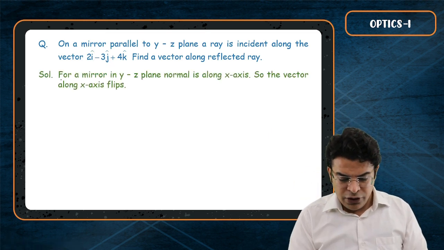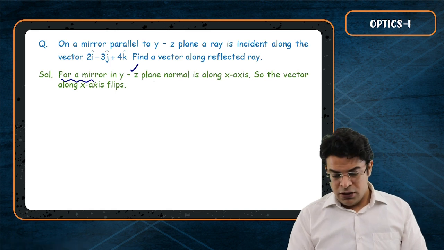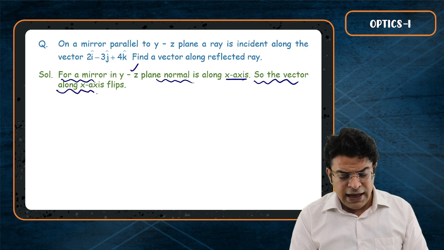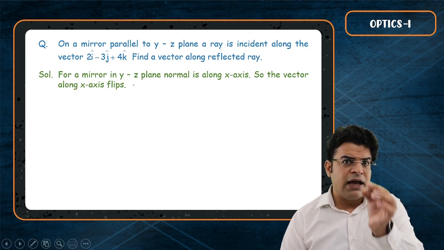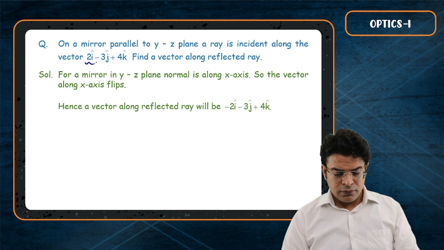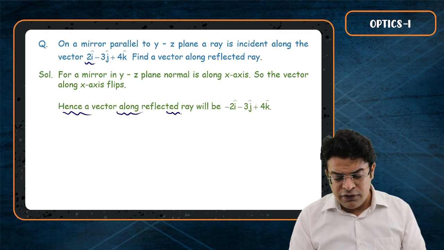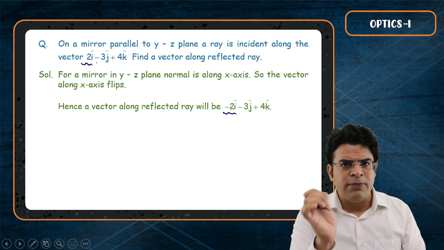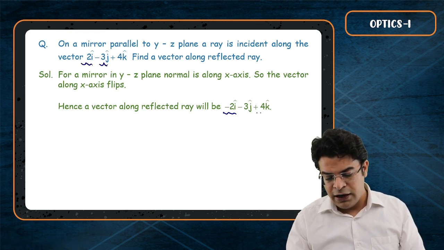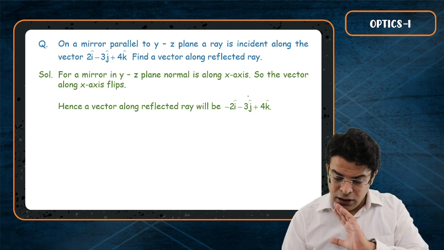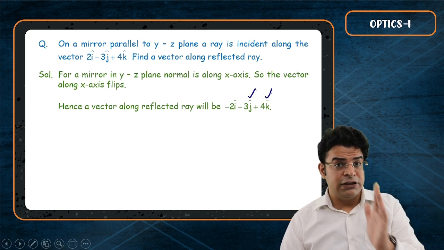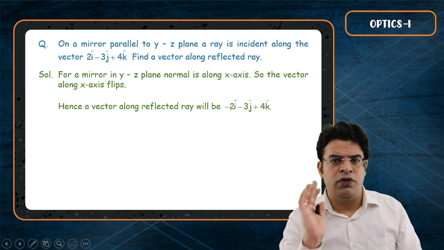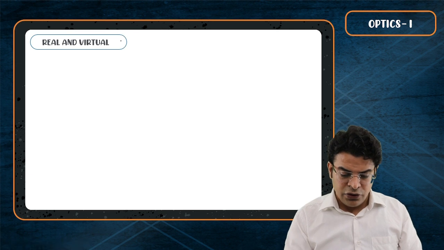So you will say that for a mirror in YZ plane, the normal is along the x-axis. So the vector along the x-axis will flip. And the vector along the x-axis is 2I cap. Hence, a vector along the reflected ray will be given by minus 2I cap. In place of 2I cap, just write minus 2I cap, minus 3J cap and 4K cap. The components along the plane remain the same. The component along the normal flips. This is a simple question which you should know how to answer. Let's see the theory ahead.